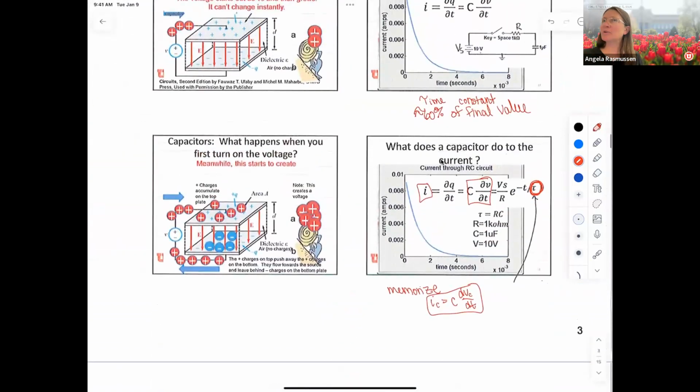All right, so review again. A capacitor stores charge. That charge is usually related to voltage. And then memorize that equation, I_C is equal to C dV_C/dt, where V_C is the voltage across the capacitor and the current is through the capacitor. So that's why it's I_C and V_C.